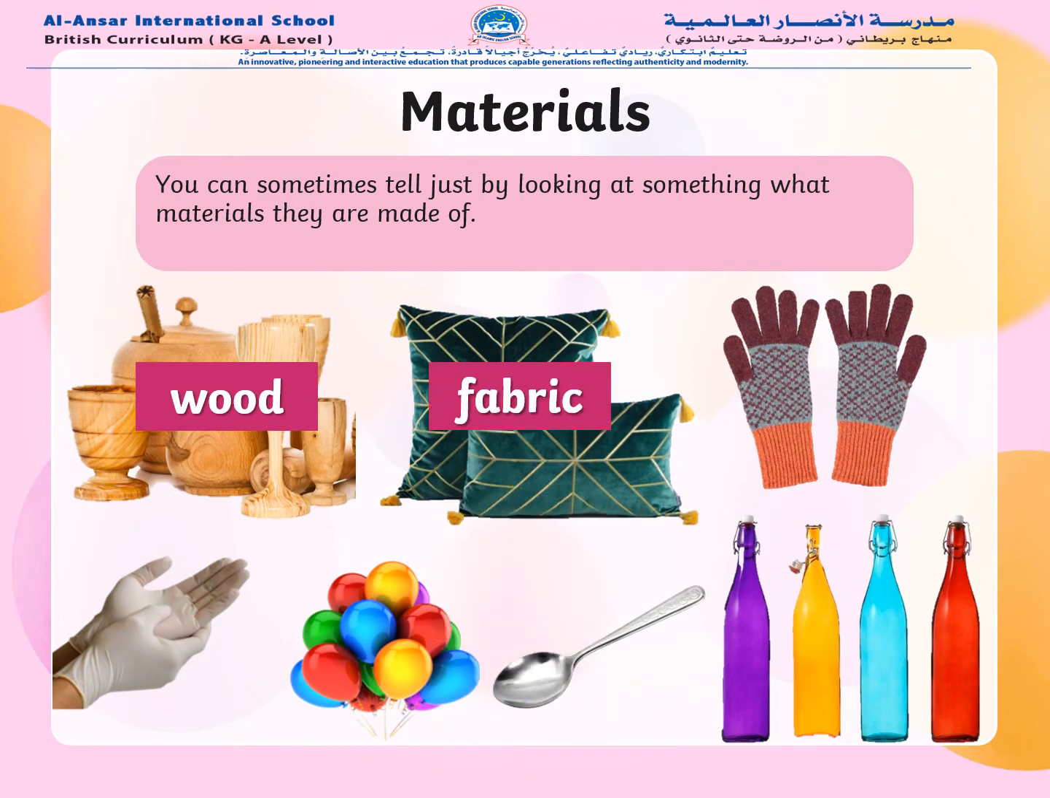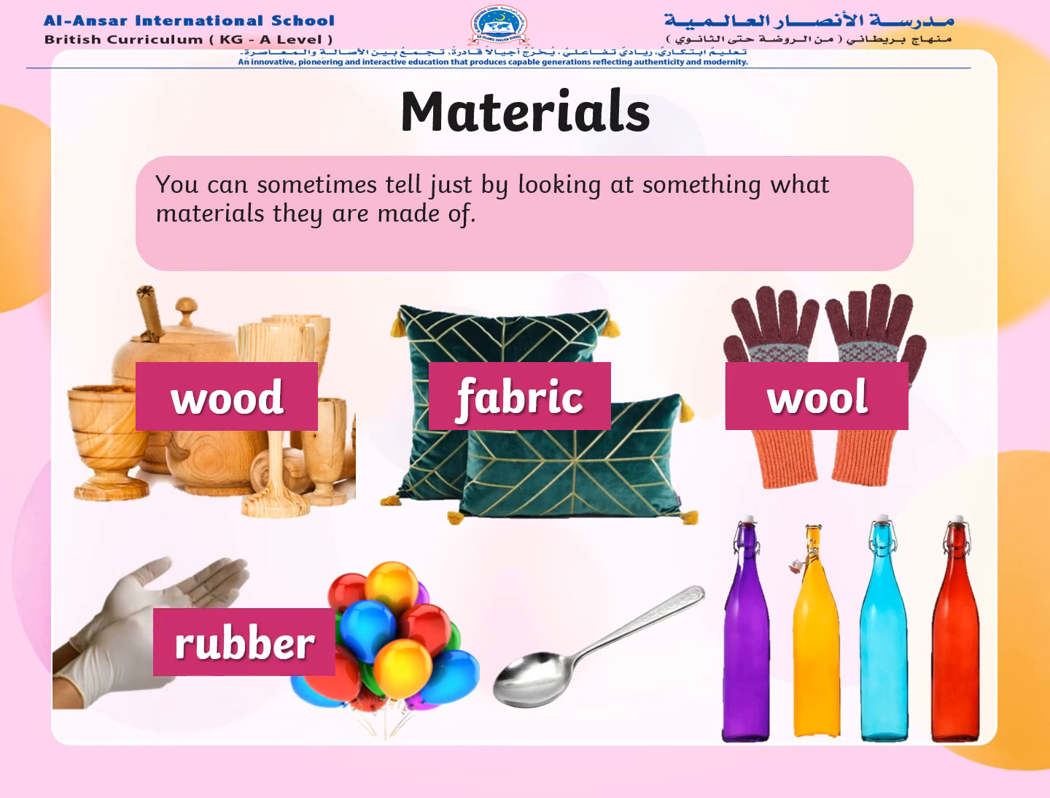And now we have gloves. What do you think? From which material gloves or socks or caps are made? You're right, wool. And then we have gloves that are not made out of wool and balloons. What material is used to make these gloves and balloons? Rubber is the material here used to make gloves and balloons. Now we have a spoon. Of course, it is made out of metal. And then we have here some bottles made from glass.